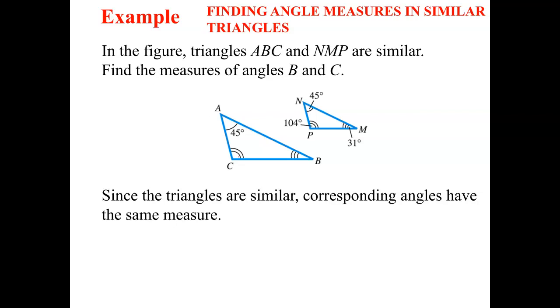Since I know that A matches up and it's 45 to N, those two are the same, I want to find the other angle measures. Which angle corresponds with C? So the measure of angle C is going to be 104. It's going to be the same. And the measure of angle B corresponds with which angle? 31, angle M. So it has to be 31 degrees. So those match up. All right?